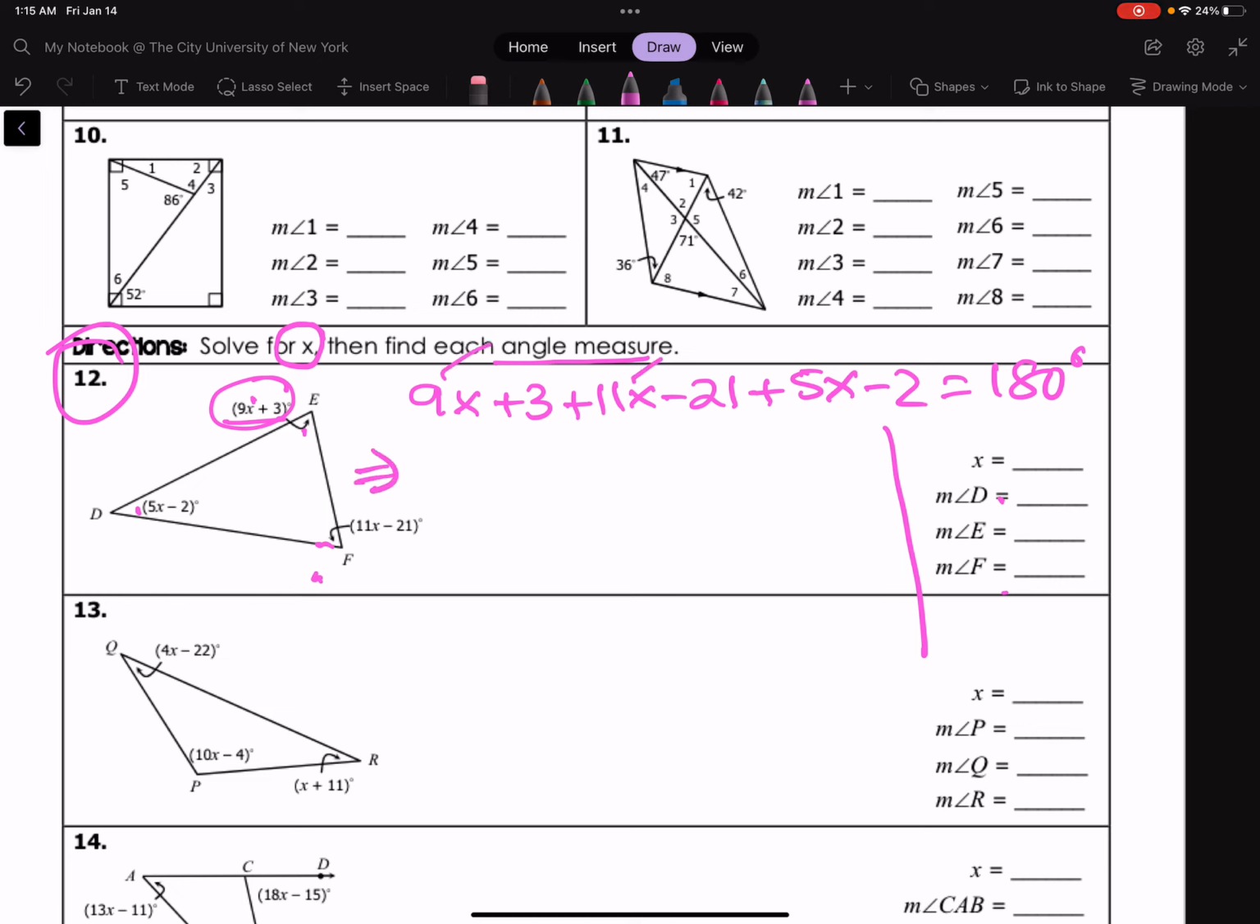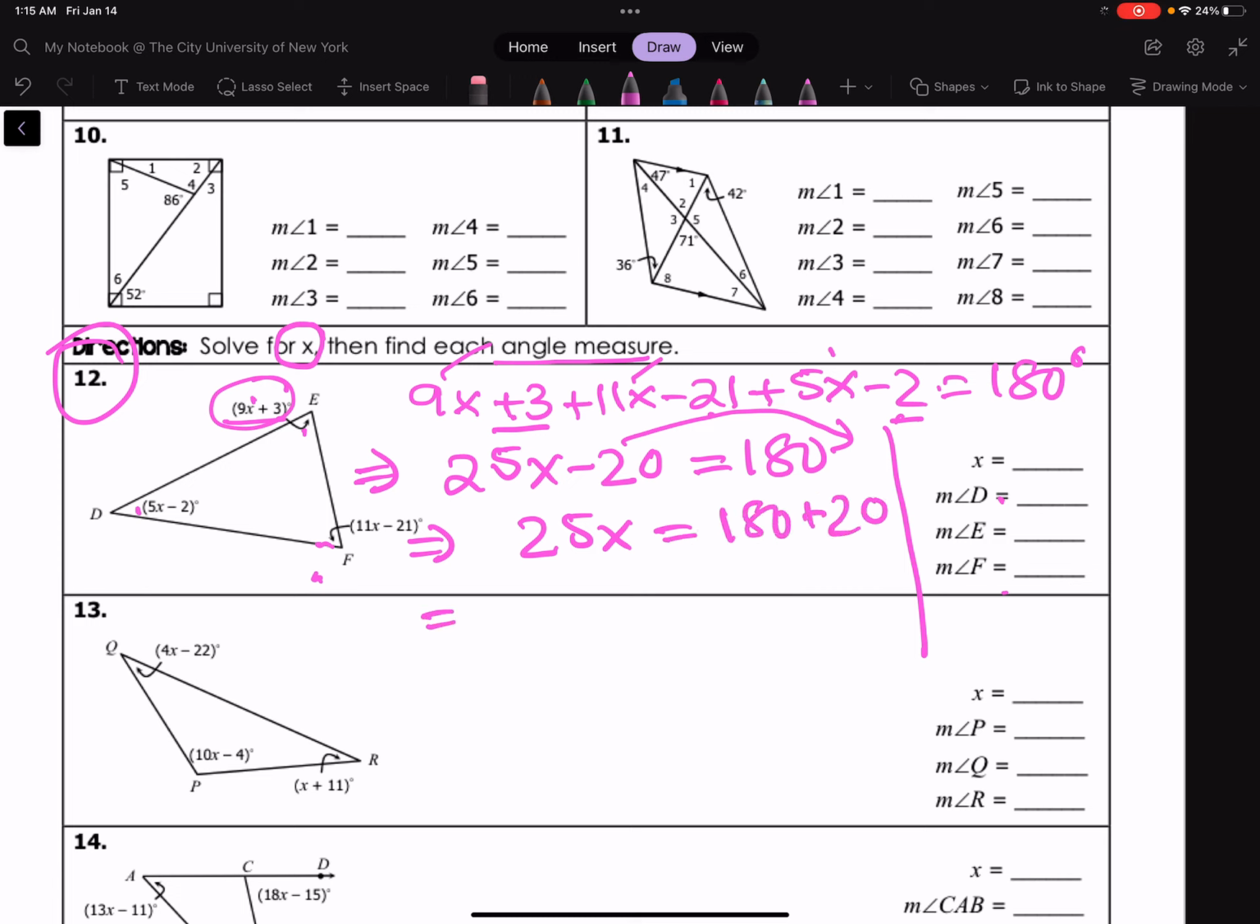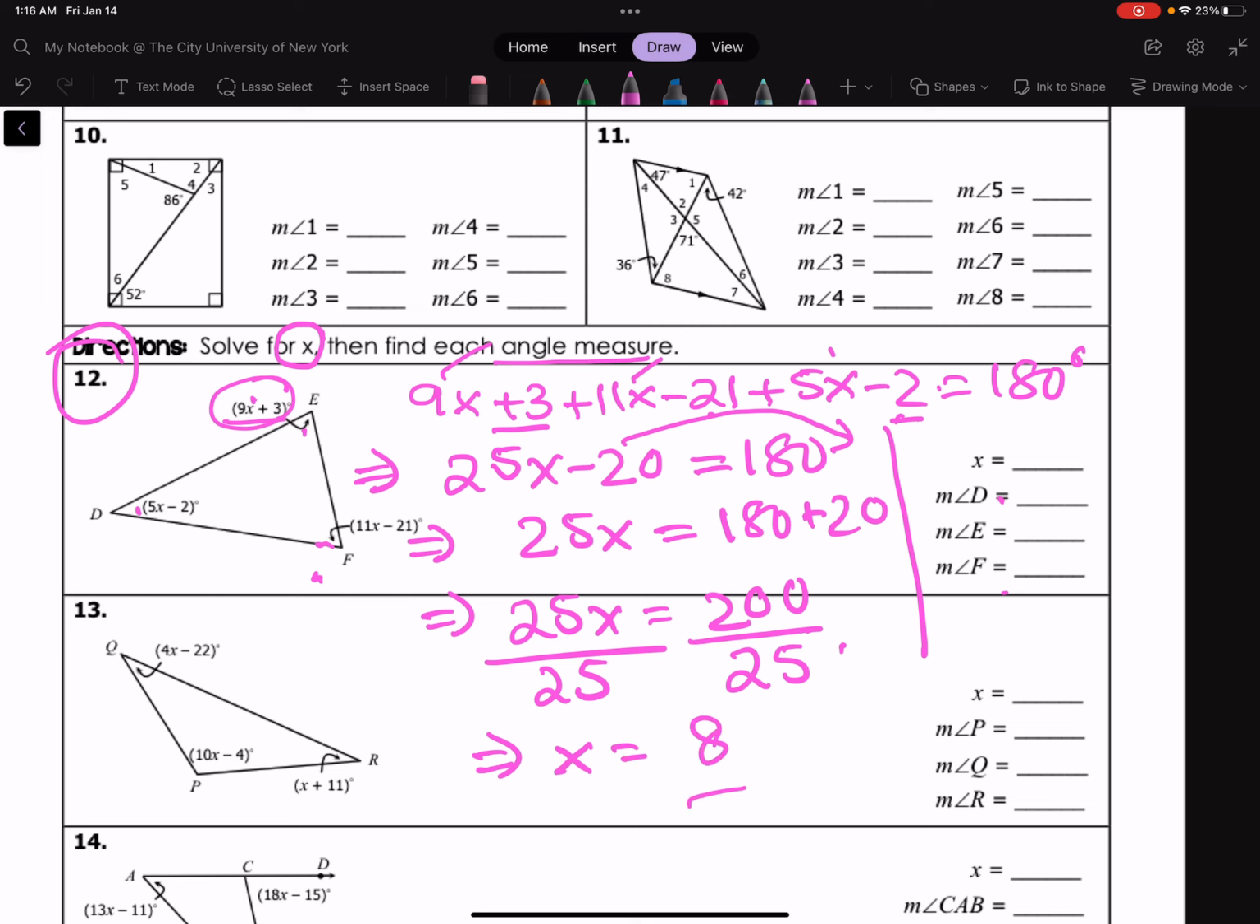Once you add them: 9x, 11x, 20x, and 5x, 25x. Then plus 3 and minus 2, so plus 1, and again minus 21, so minus 20 is just simplification, equals 180. You'd like to get rid of this, so 25x becomes 180 plus 20. So 25x equals 200. Divide by 25, so your x becomes 8.